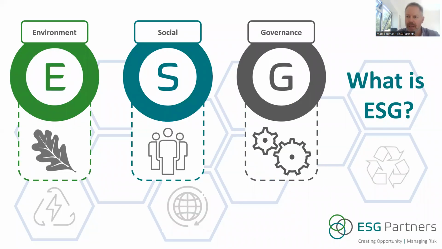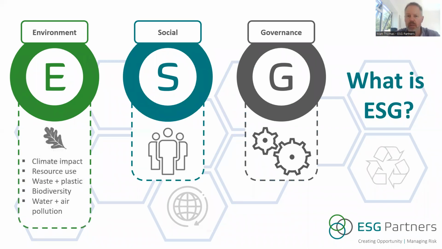Now, there are three pillars to ESG: environment, social, and governance. And just to give an example of what some of these areas might look like. So under environment, I think we'd be looking most definitely at climate impact on a business. We'd be looking at resource use, waste and plastic, biodiversity, and pollution, both water and air.